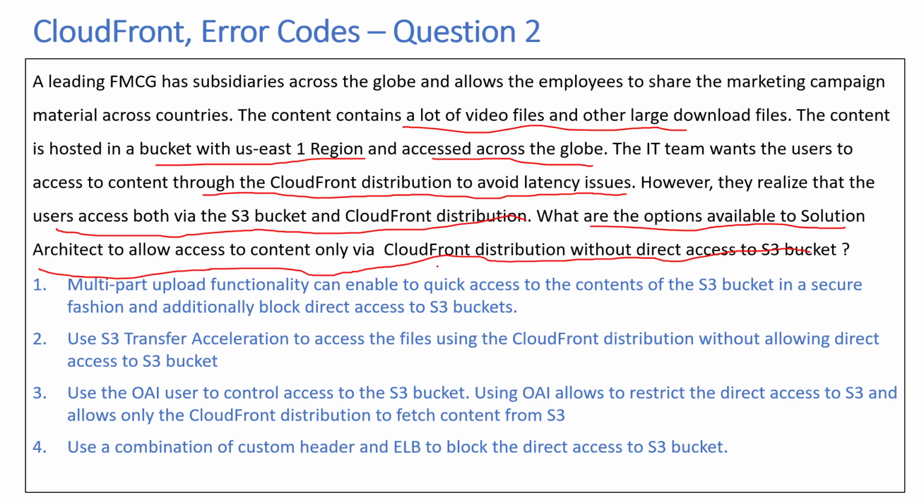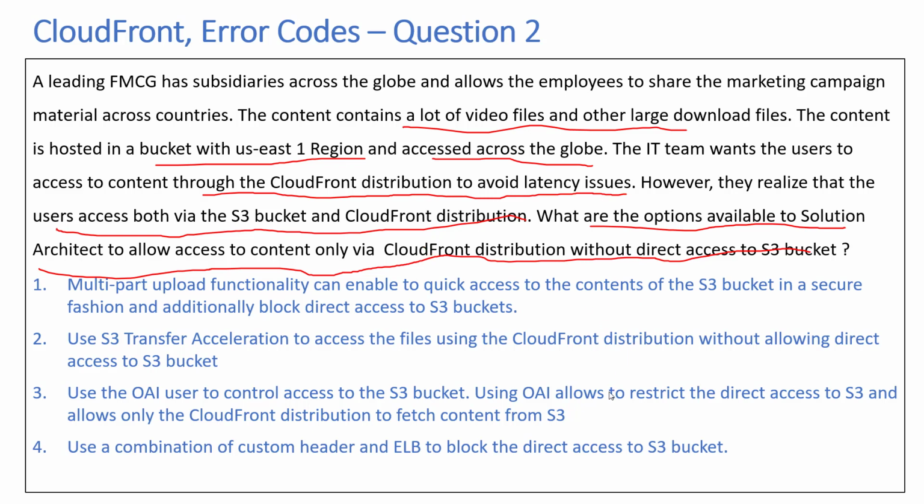region and it's accessed across the globe. So they have enabled the CloudFront distribution that should avoid the latency issues. But what they are noticing is that users are directly accessing the S3 bucket without using the CloudFront distribution. So how do you stop users from directly accessing the S3 bucket and make them access all the content through the CloudFront distribution? Because if they directly access the S3 bucket, our objective of reducing the latency is not going to help. So what are the options we have?